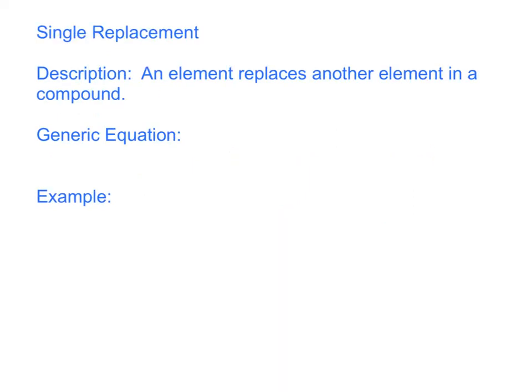So the next type of reaction is a single replacement. We have done these in the lab several times this year, and we've done demonstrations as well. The description is an element replaces another element in a compound. So your general equation for this one would be A plus BC yields AC plus B. It's just a swap.